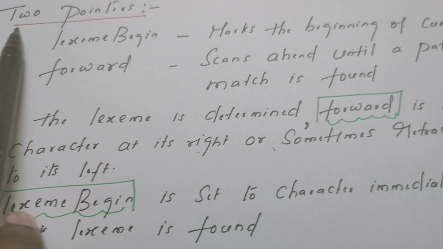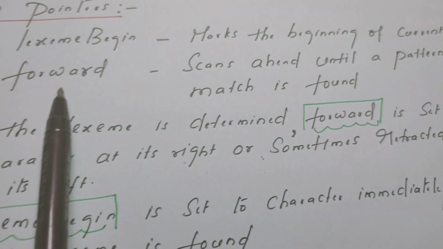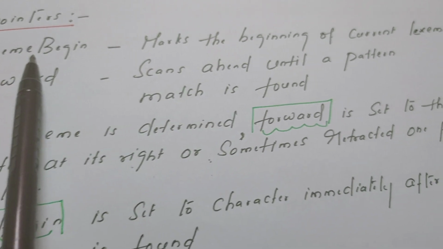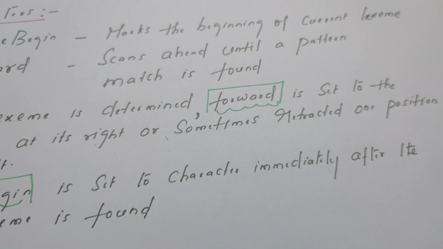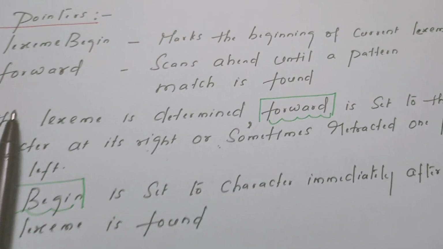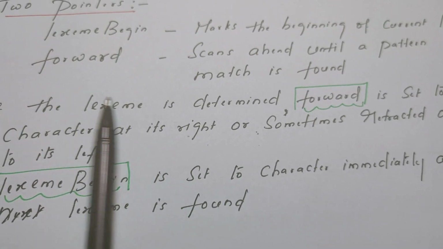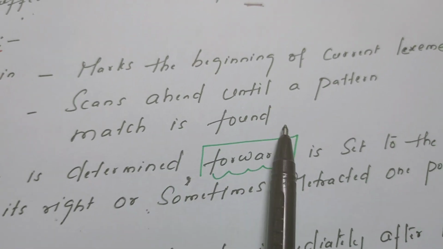Okay. Now there are two pointers. One is lexemeBegin, another one is forward. What is the purpose of lexemeBegin? It reads from lexeme to lexeme. What is the purpose of the forward pointer? It just scans every character from left to right between the lexemes. Scans ahead until a pattern match is found.